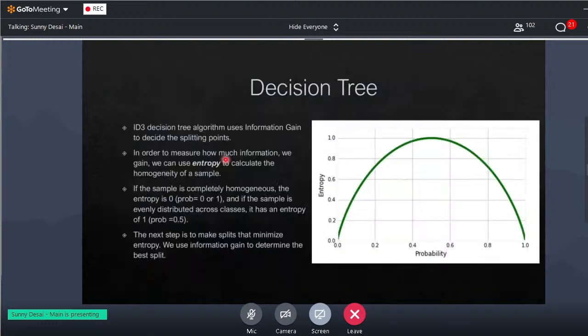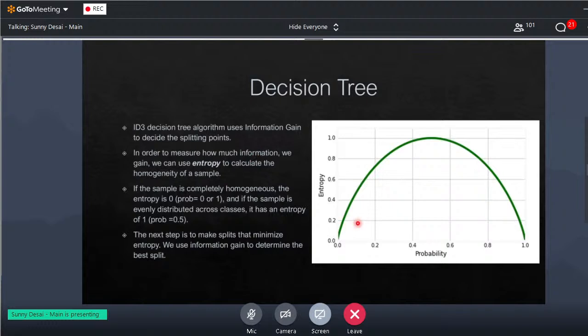So now, the decision tree basically uses an algorithm which is known as ID3, and this algorithm uses information gain to decide the splitting criteria. So ID3 is a type of algorithm. There are various different algorithms that are used for decision trees. One of them is ID3.